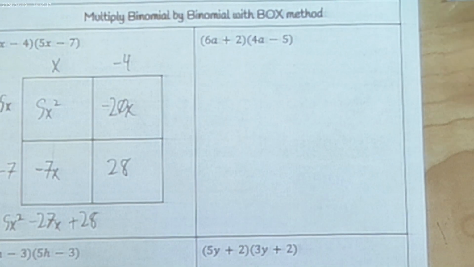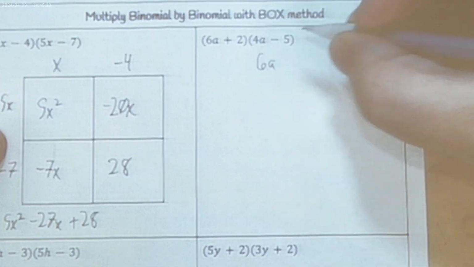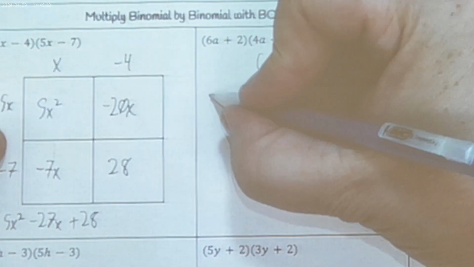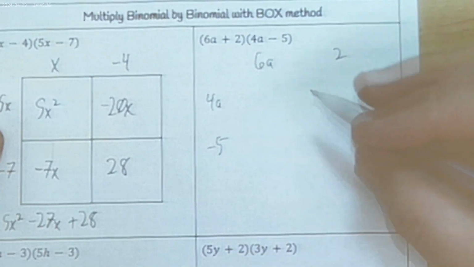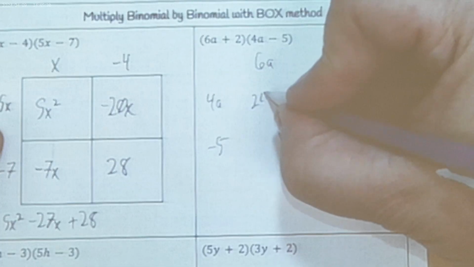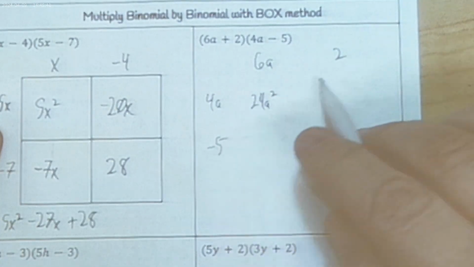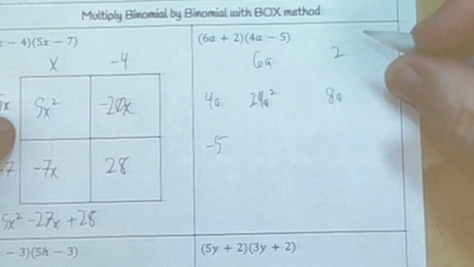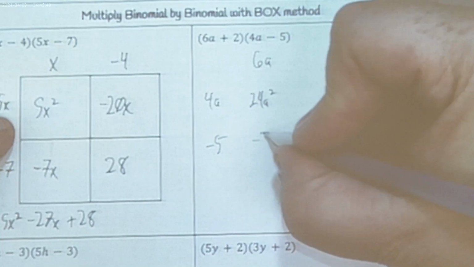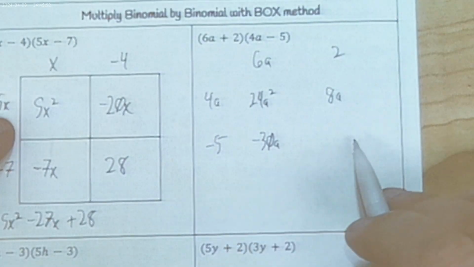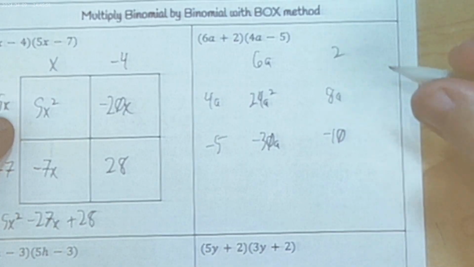So without writing out the whole box, I'm just going to write the spaces, and I'm not going to draw out the spaces in the columns. All right, I've got 6a and 2, 4a and minus 5. So 6a times 4a is going to be 24a squared. 4a times 2 is 8a. 6a times negative 5 is negative 30a. Negative 5 times 2 is negative 10.